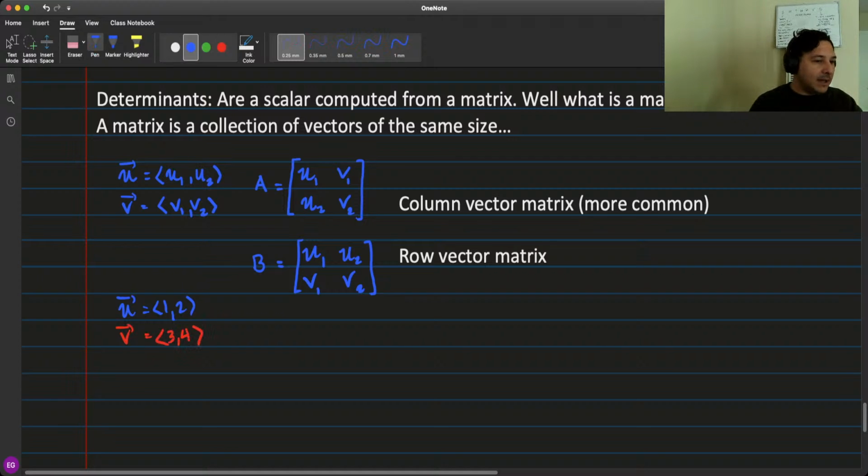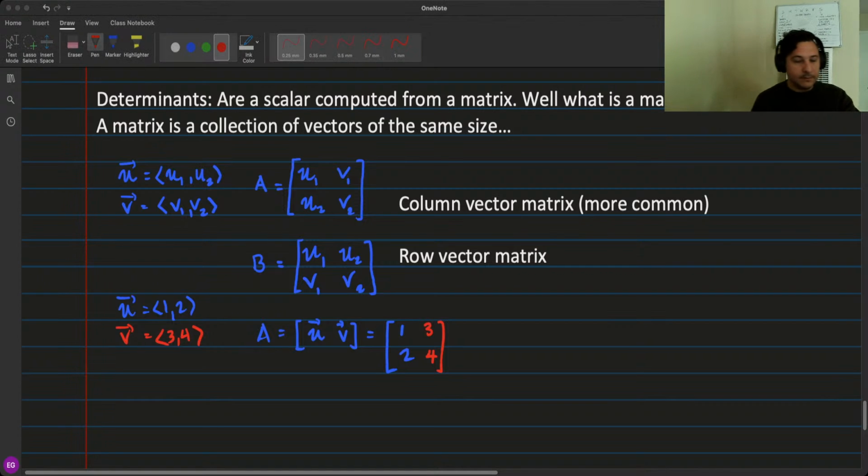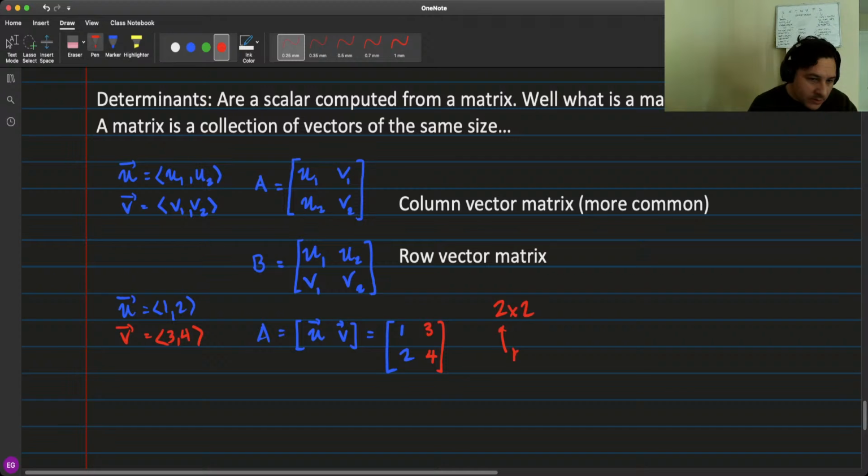So you can make a column vector matrix by taking u and entering it as a column, and then taking v and entering it as a column. My first column will have 1, 2. My second column would have 3, 4. Now, this is called a 2 by 2 matrix because it has 2 rows and 2 columns.